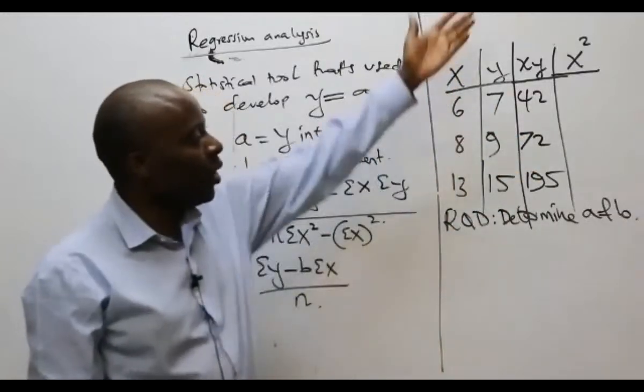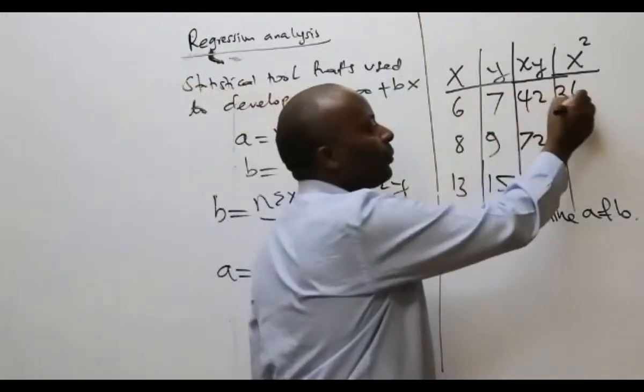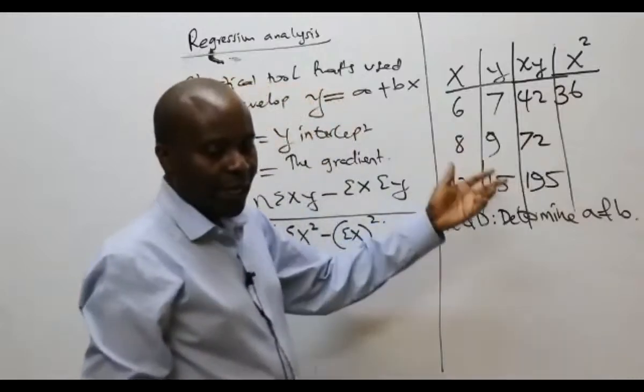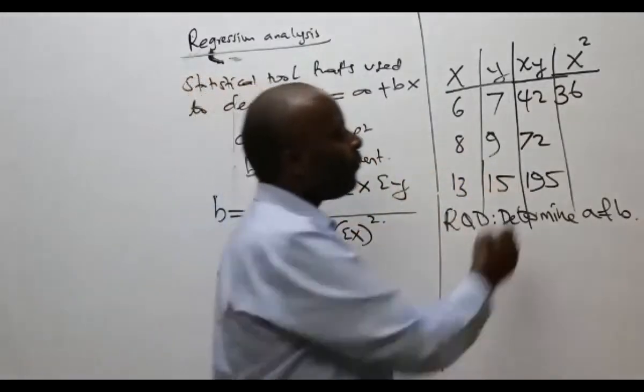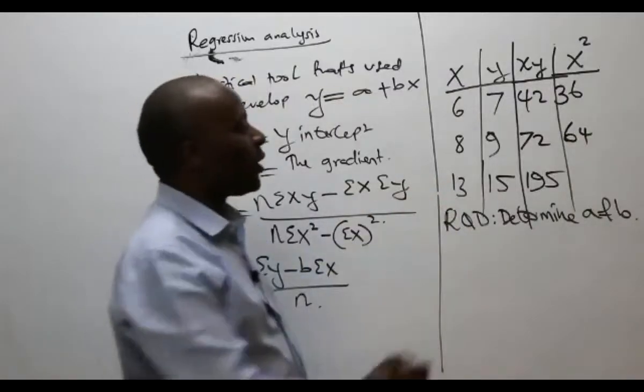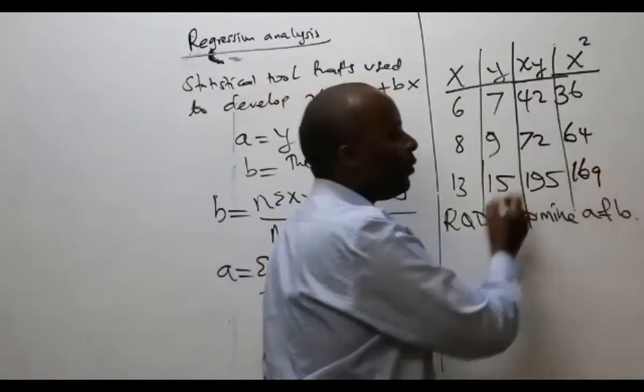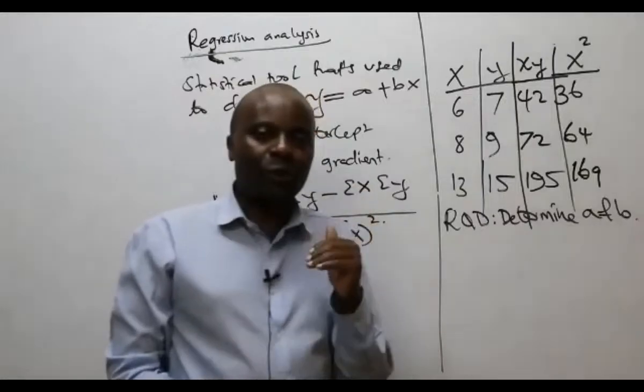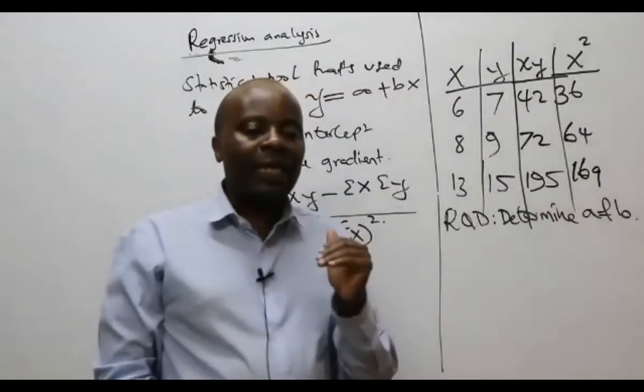What is 6 squared? This is 36. This is 8 squared, which gives me 64. And then we have 13 squared, which gives me 169. Ladies and gentlemen, if you remember from my video, I was able to demonstrate this thing very clearly.